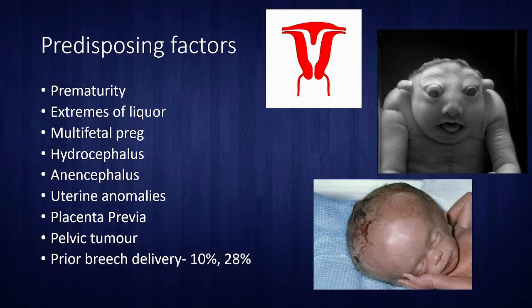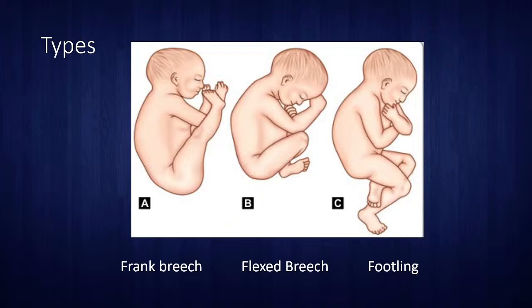Uterine anomalies, like if there is any septum in the upper part. So, in that case fetal positioning is difficult, and again the fetus will move here and there. Placenta previa, pelvic tumors, prior breech deliveries. These are the conditions in which there are more chances of breech presentation.